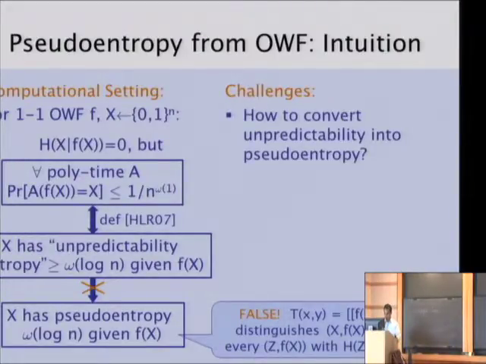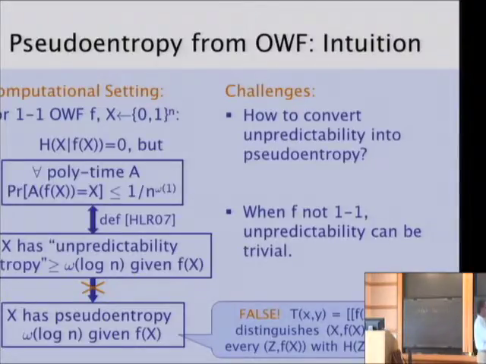Okay, so our challenges. We can't directly deduce from the one-wayness of f that X has pseudoentropy given f of X. But maybe there's some other way we can convert this unpredictability of X given f of X into pseudoentropy as we defined it before.